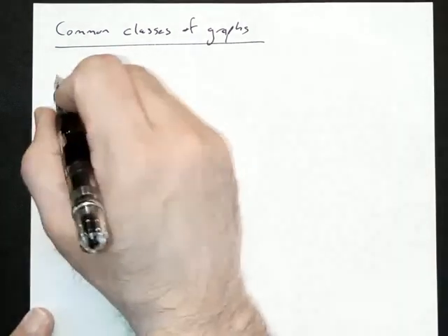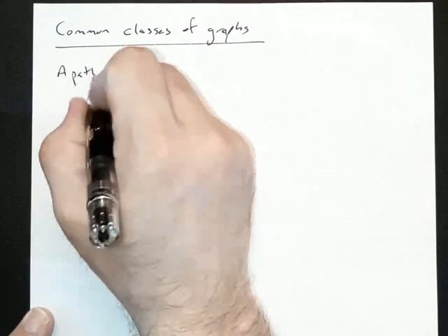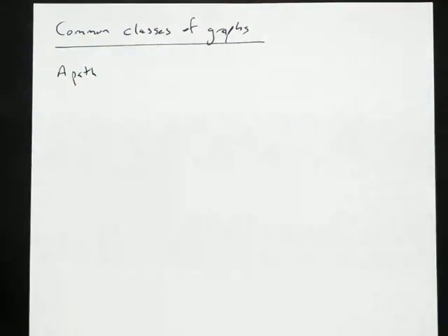A path. What was our definition of a path? I promise you all wrote it down because I've said it several times. What's our definition of a path? Ben. Okay, a walk with no repeated vertices.